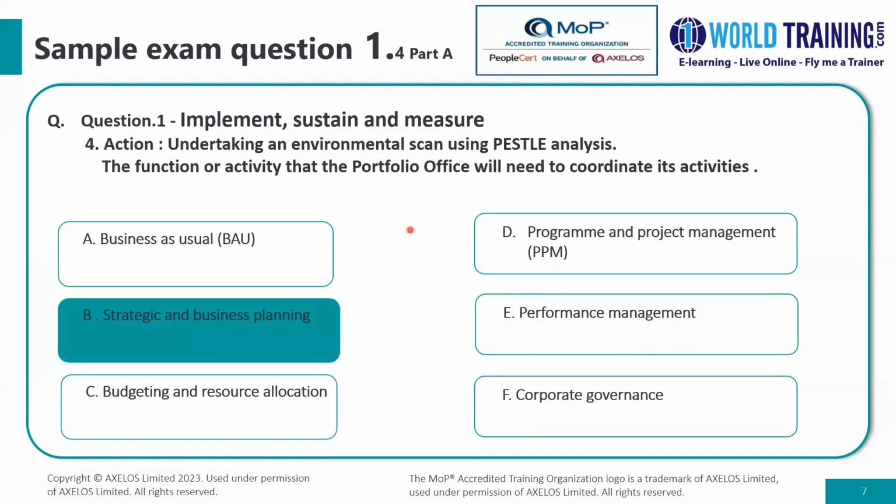The answer is B, strategic and business planning. An environmental or horizon scan will be undertaken as part of the process of projects and programs determining strategic objectives. During strategic planning, the portfolio office will work closely with the strategic and business planning team.